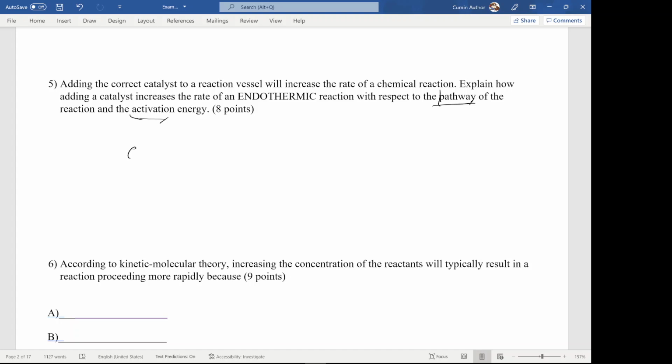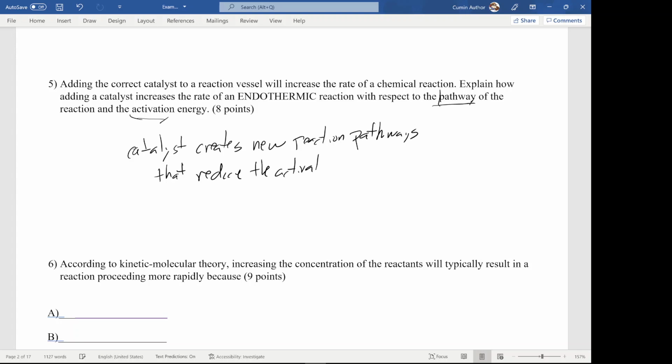So a catalyst creates a new pathway, or new reaction pathways, that reduce the activation energy. And as we saw, the higher the activation energy, the slower, and so therefore the lower the activation energy, the faster the reaction can take place.